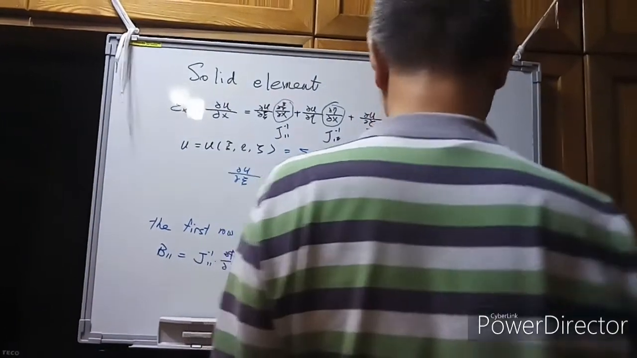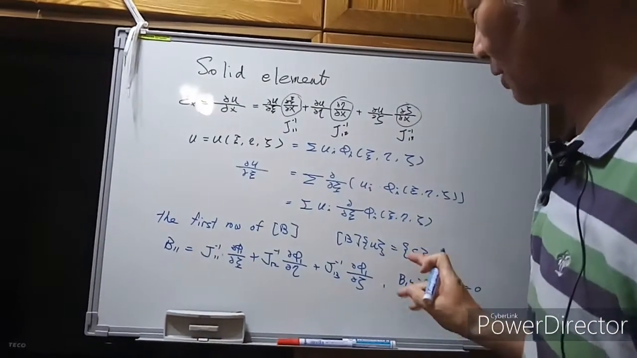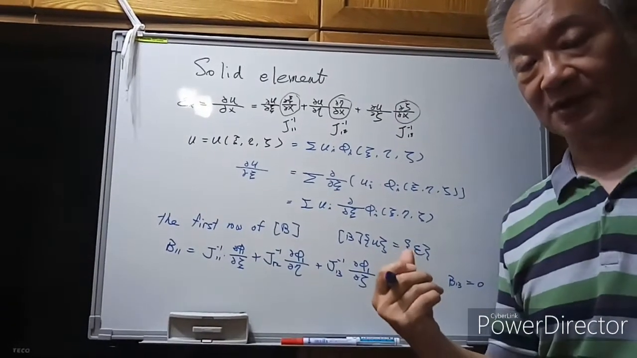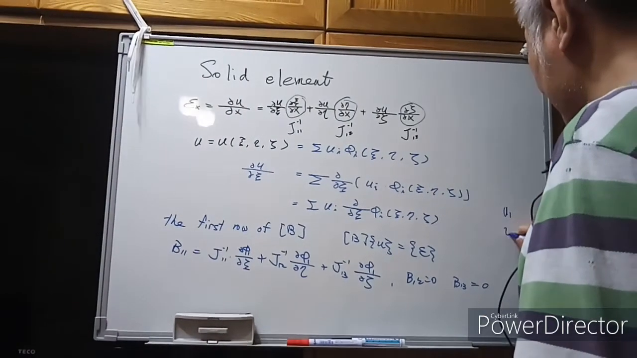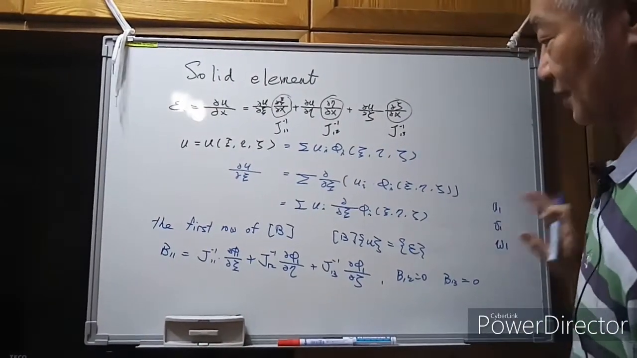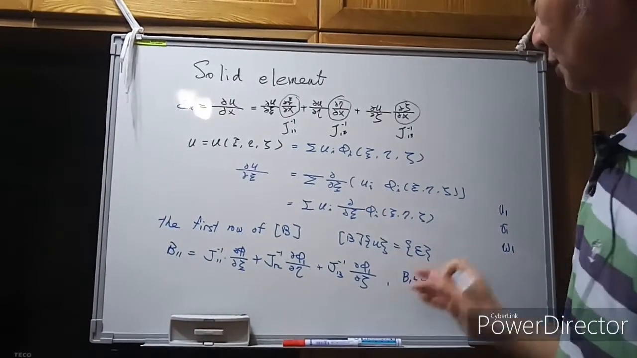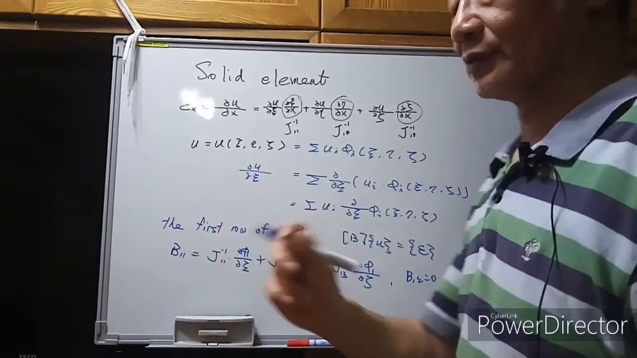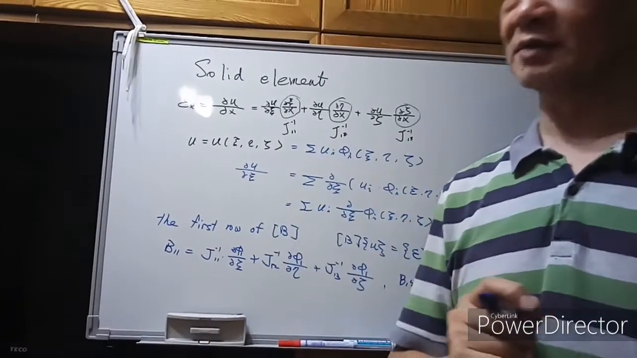B13 is equal to 0. Since B11 will be multiplied by u1, and B12 will be multiplied by v1, and B13 will be multiplied by w1, that's the first three elements in the U vector. So the first row multiplied by the U vector can give you epsilon x. So that's only B11, the first element in the first row of the B matrix.